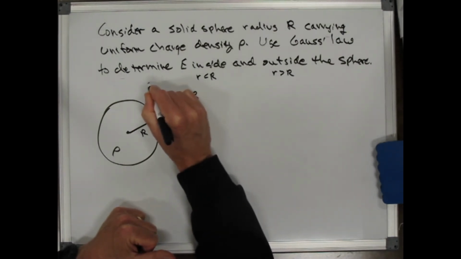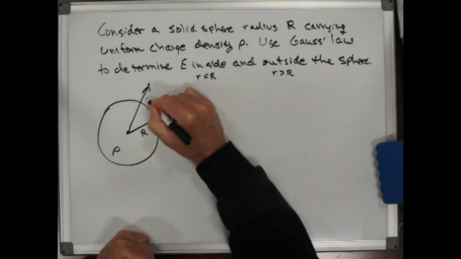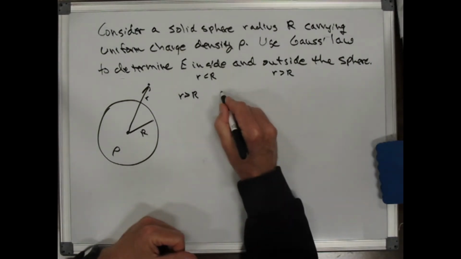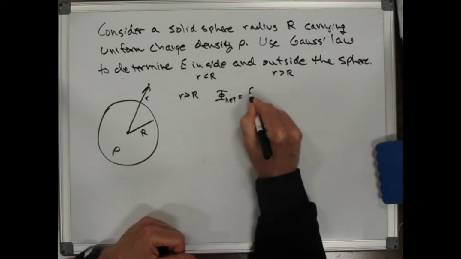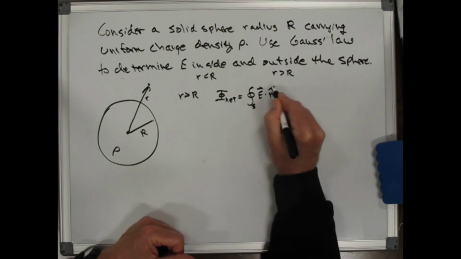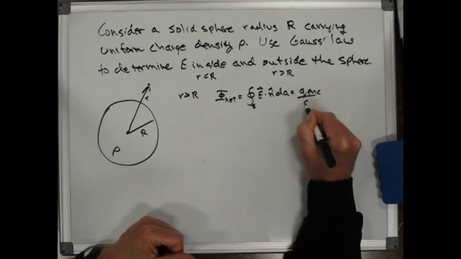And so we want to know the electric field out there somewhere, right? That's our r. And so we're going to use Gauss's law. Here's Gauss's law: the net flux is equal to the integral over a closed surface of E dot n hat dA, and that's equal to Q enclosed over epsilon naught.